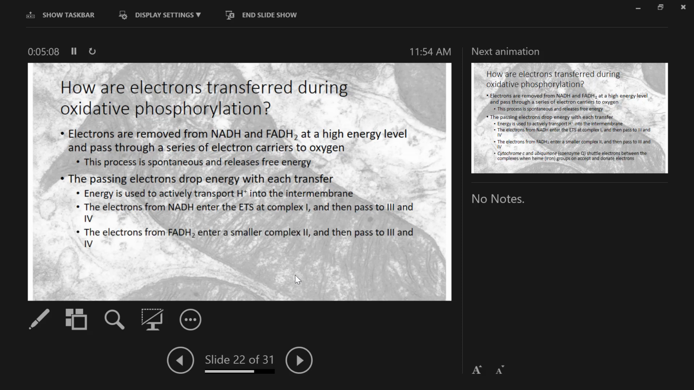And then as we look through this, the electrons from NADH enter into the electron transport system at complex 1. Whereas the electrons from FADH2 enter into complex 2 and then pass from 3 to 4. And I'll show you what that means as far as the amount of energy generated in this process.